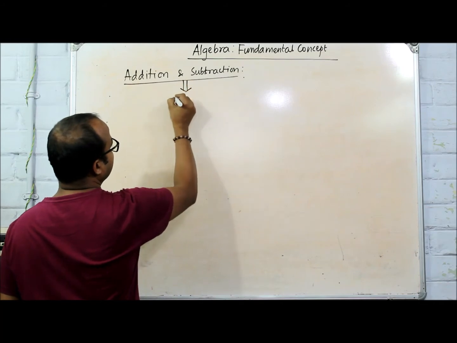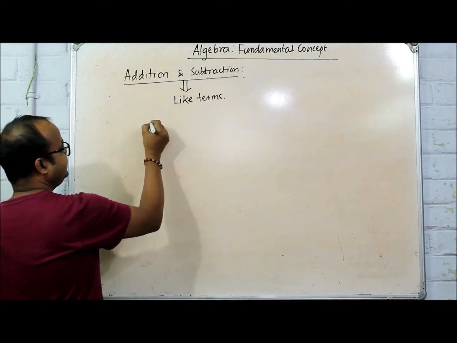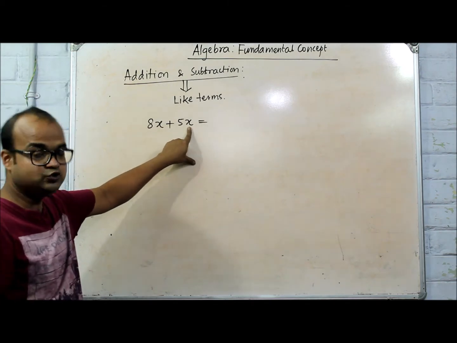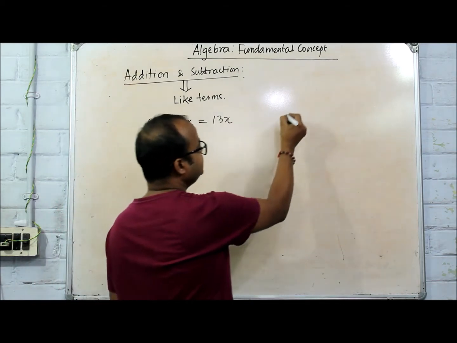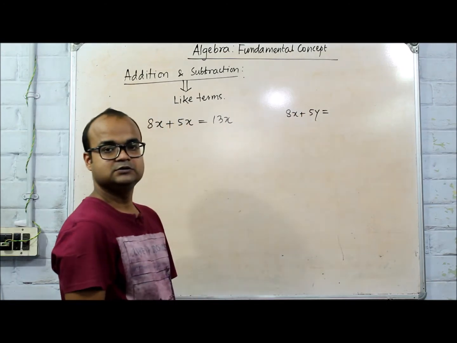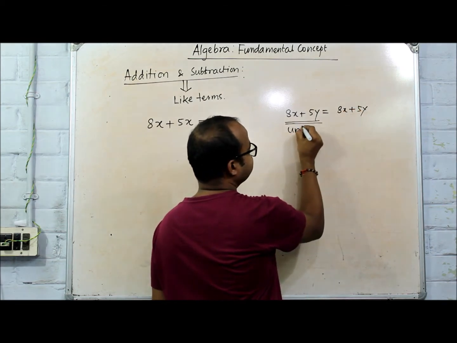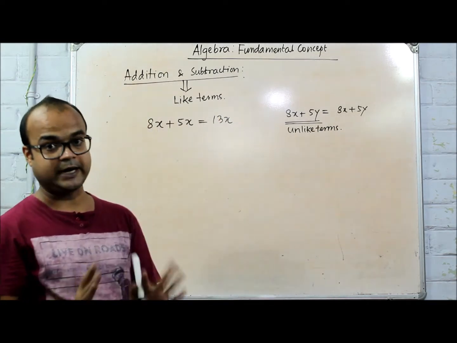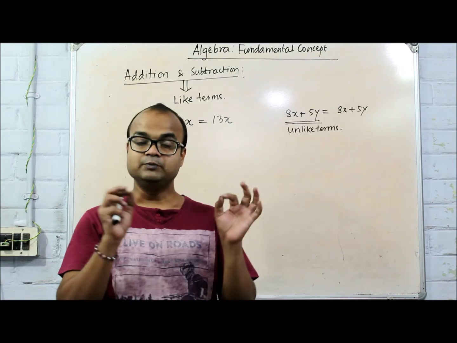So these two are possible for like terms. For example, if I say 8x plus 5x, x, x, they are like terms, so we'll add. So this will be equal to 8 plus 5, 13x. Now, in place of this, if I write 8x minus 5y or 8x plus 5y, this will remain the same as 8x plus 5y. Reason is, they are unlike terms, and unlike terms will not either subtract or add. So we need to keep in mind that addition and subtraction is only possible between the like terms.